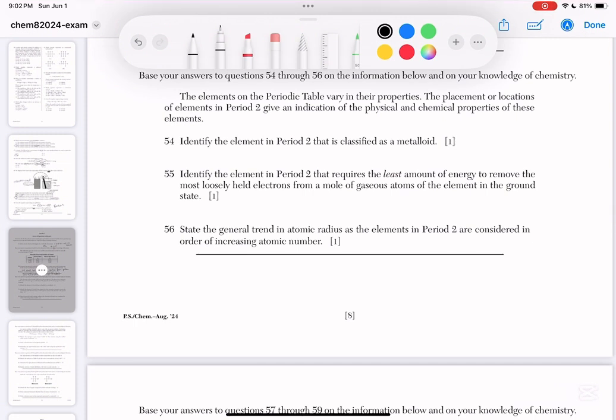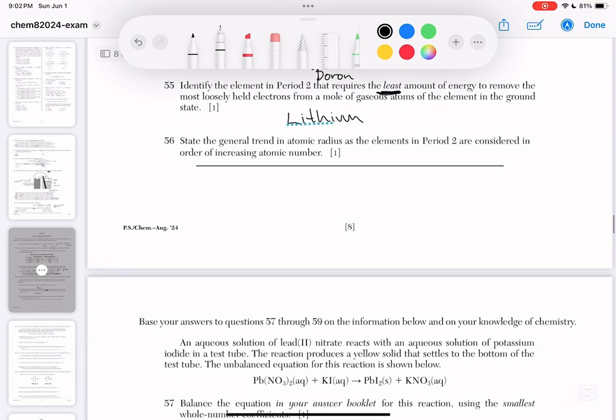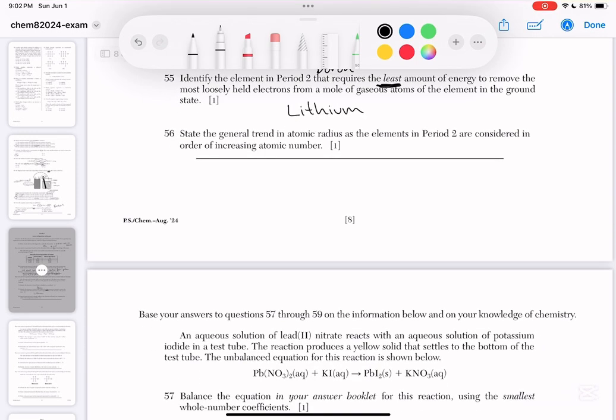Identify the element in period 2. Okay, so this one is the one that is located along the staircase, and that would be boron, or you can write B, I think, but I'll write boron. And the least amount of energy. So this one would be lithium because in terms of electron configuration, it has 1 unpaired electron. So that is really just up for grabs, if you will.